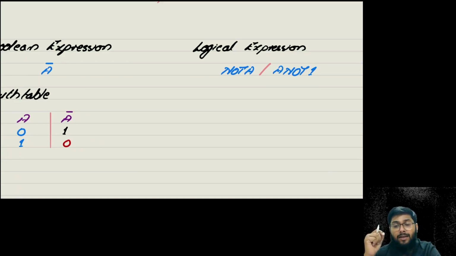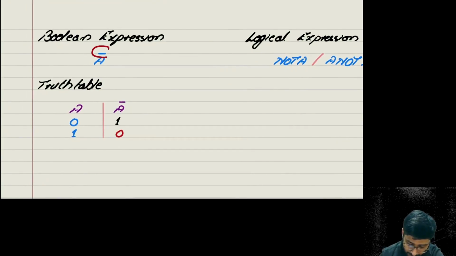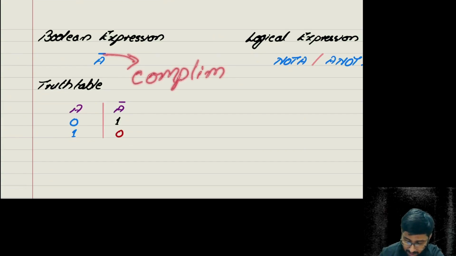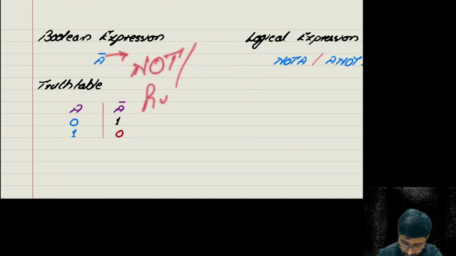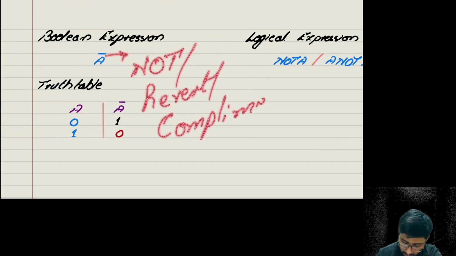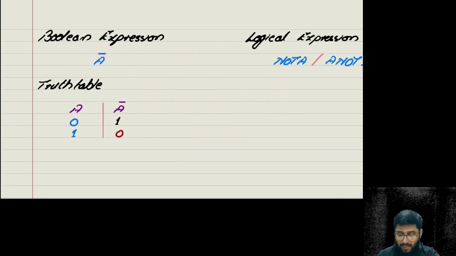Now as we know, for the NOT gate we have only a single input and a single output. So what I mentioned over here is A, and above that A I placed a bar. This bar actually represents the complement, or you may call it the revert part as well, or you may call it the NOT gate as well. Revert, NOT, or complement. All these three things are the same over here. So do remember that this bar is representing the NOT gate.